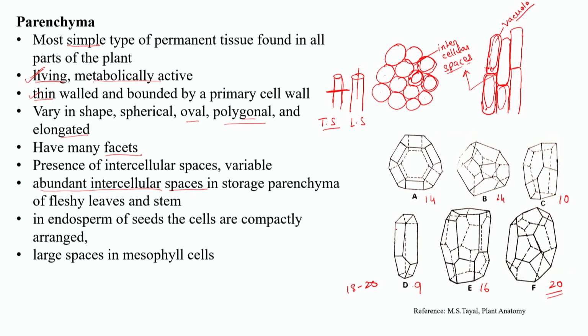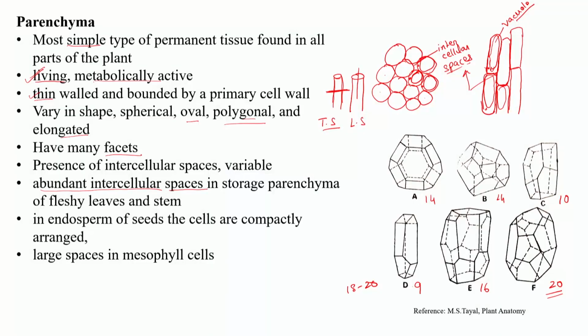Now, intercellular spaces are there, but as I have told, it can vary. Like in some storage parenchyma, means some parenchyma which serves the function of storage cells, there a lot of intercellular spaces are there, like in fleshy leaves and stem. However, in some tissue they might be compactly arranged also. Like in the endosperm of some seeds, the parenchyma might be compactly arranged, and when they are arranged like that, the intercellular spaces decrease and mostly they form a polygonal shape. Like you can see here, suppose this is the parenchyma and it is compactly arranged.